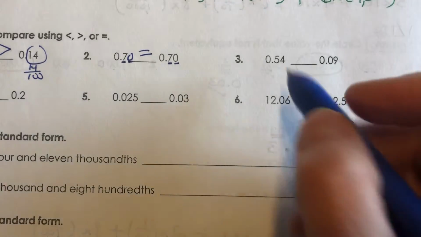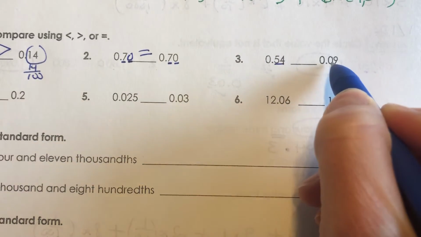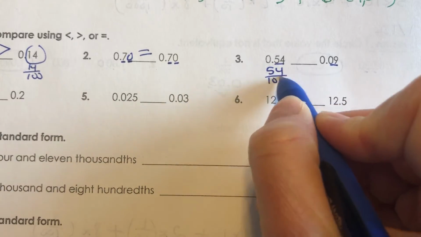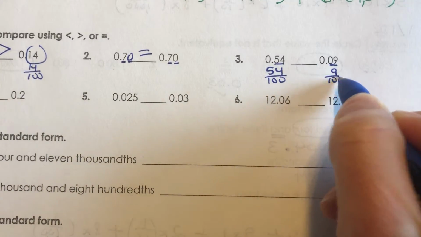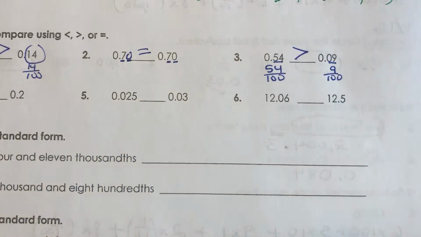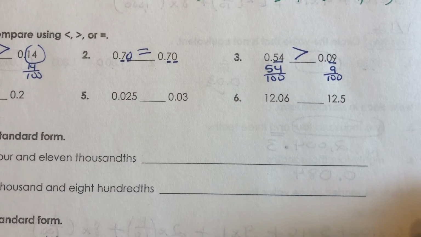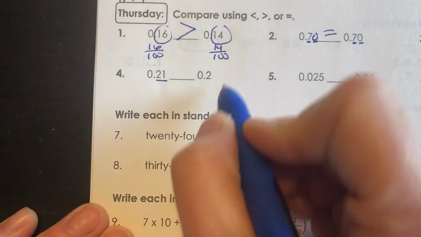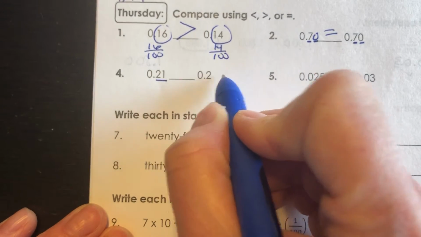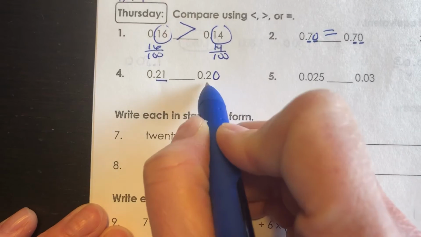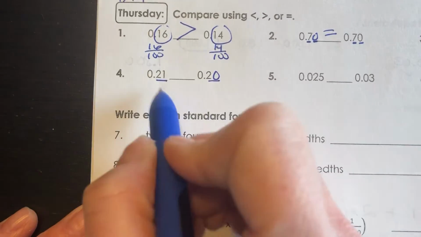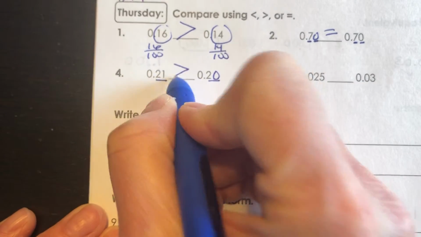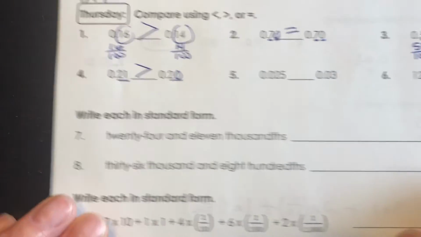For number three, these both have two places to the right. So it's like comparing 54 out of 100 with 9 out of 100. 54, of course, is greater than 9. For number four, I see two places to the right. I only see one place to the right of the decimal point here, so I'm going to put that 0. So I'm comparing apples to apples. And what would be greater, 21 hundredths or 20 hundredths? 21 hundredths would be greater.